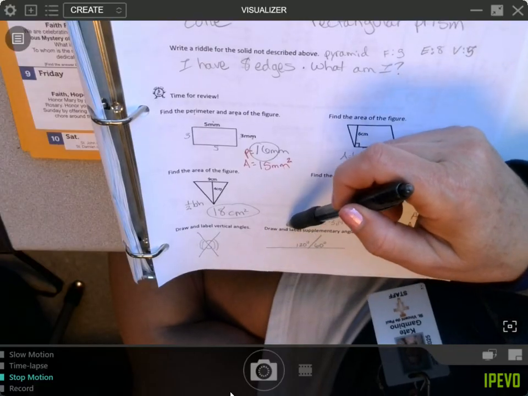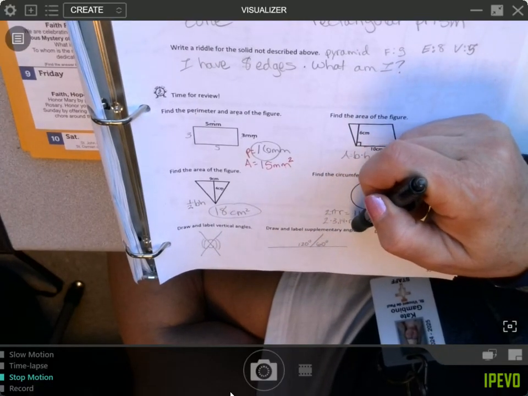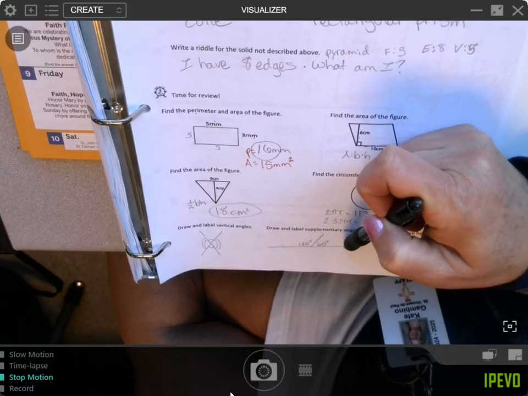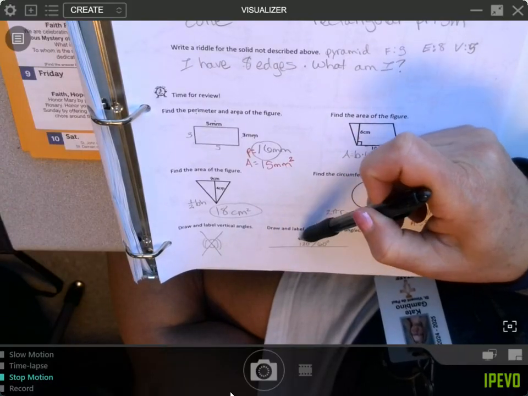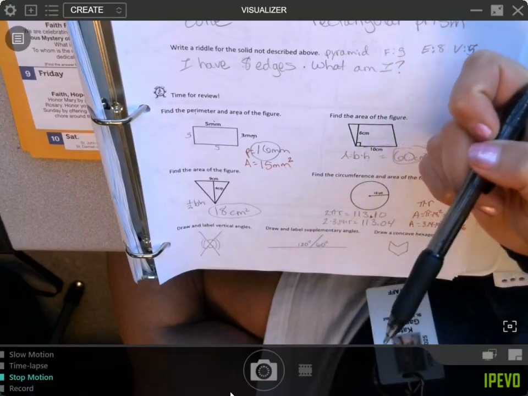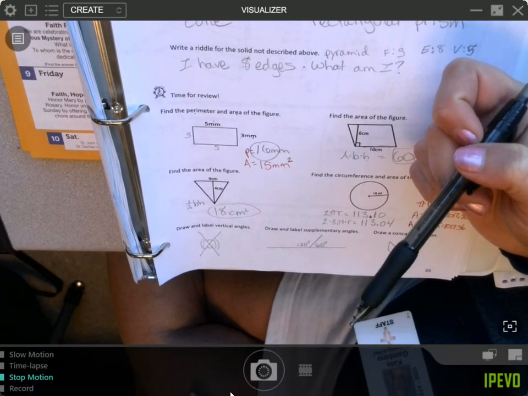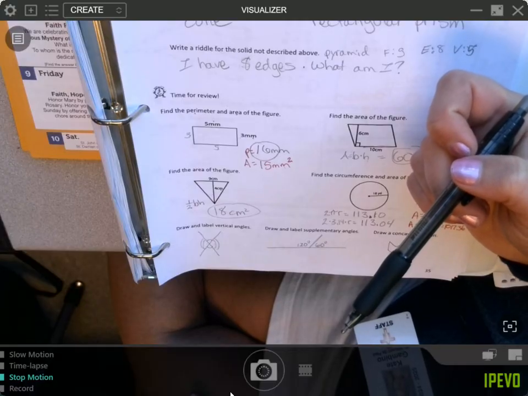Now it says draw and label supplementary angles. Supplementary are when they make that straight line of 180 degrees. So I did 120 and 60. You just need two angles that you add together to equal 180 degrees.